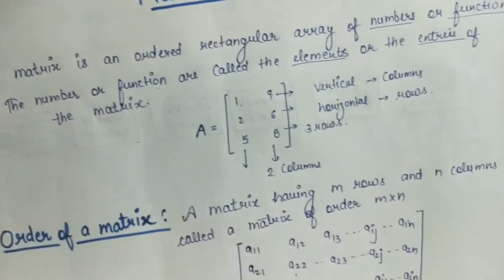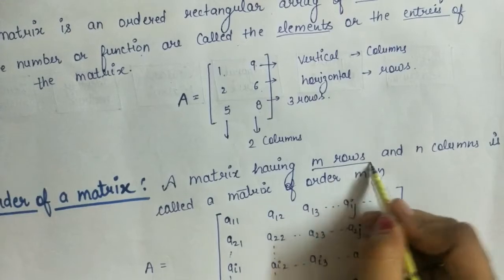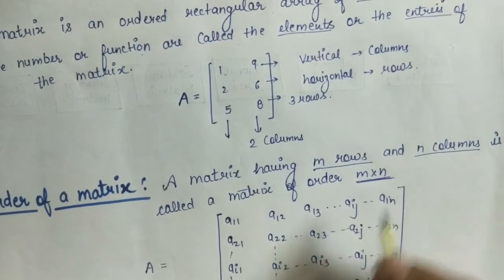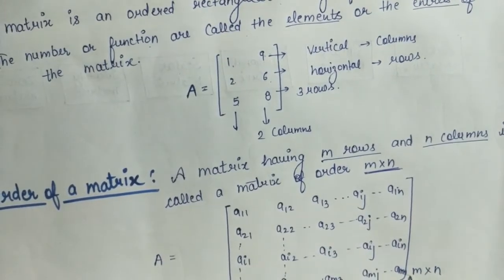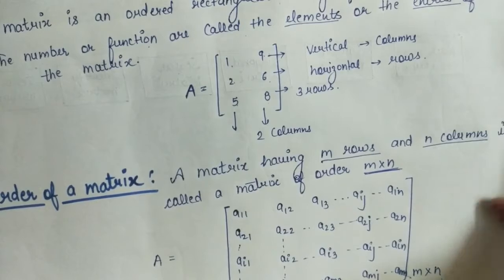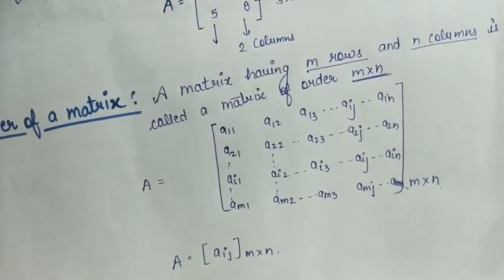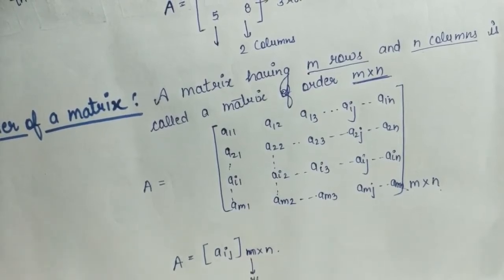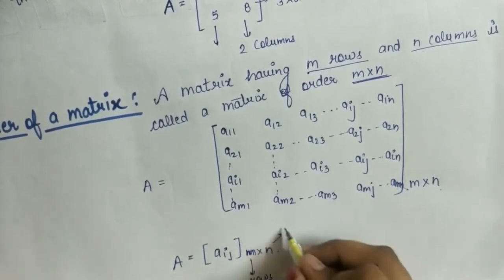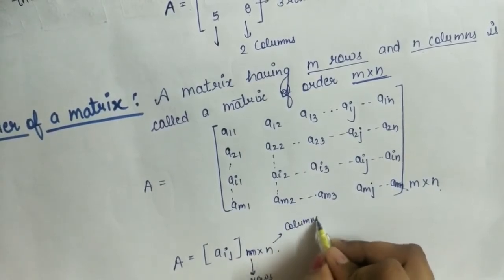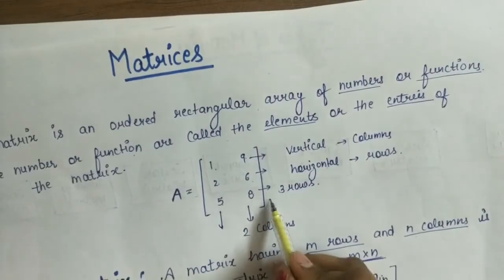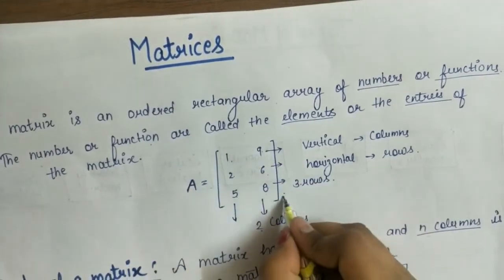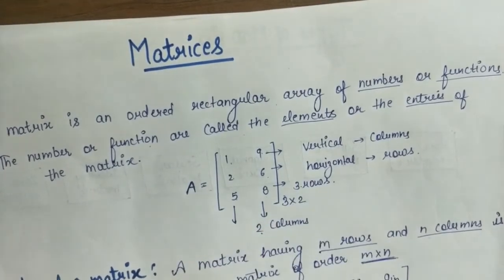Order of a matrix having m rows and n columns is called a matrix of order m into n. Here is a matrix in which m rows and n columns, or you can represent it by A is equal to Aij, m into n. Here m are the rows and n are columns. So in this matrix there are 3 rows and 2 columns. So the order of this matrix is 3 into 2.